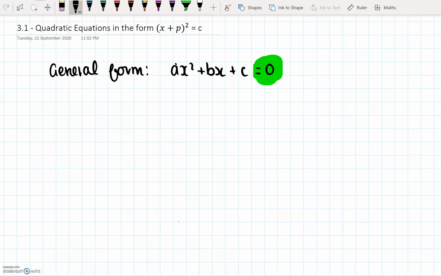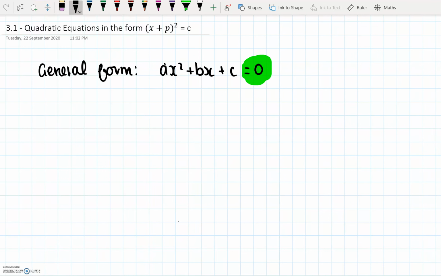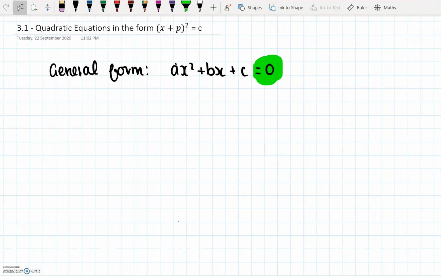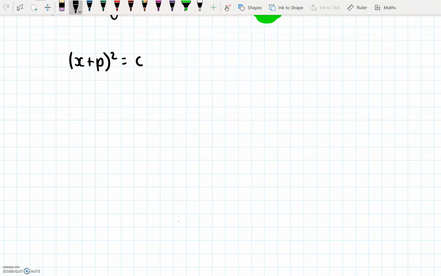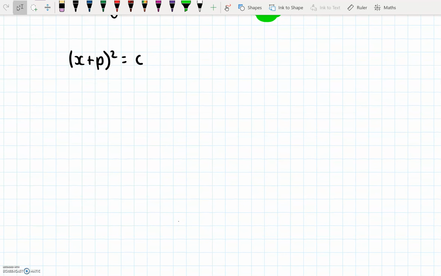Okay, and now there's one exception to that, and that's what we're going to look at today. And that's when we have a quadratic equation in the form of (x plus p) squared equals c. Now c and p are just numbers. c is just some sort of integer, or not. It can also be a non-integer, but it's just a number.